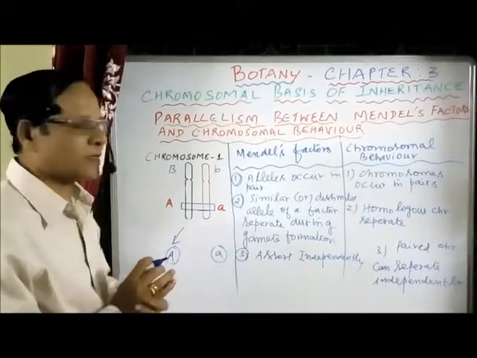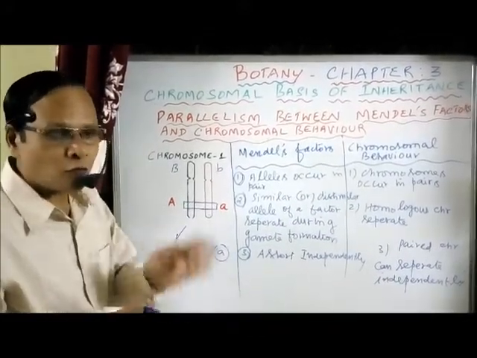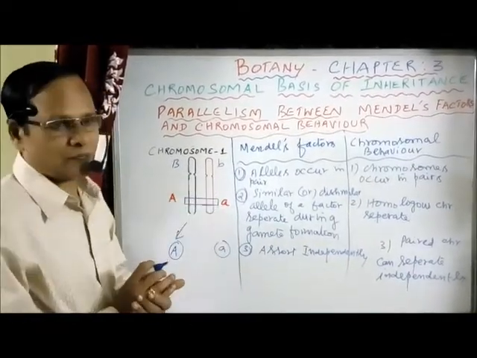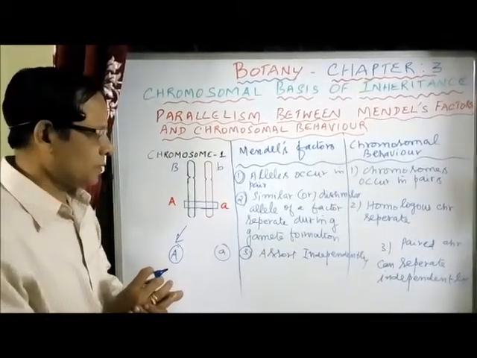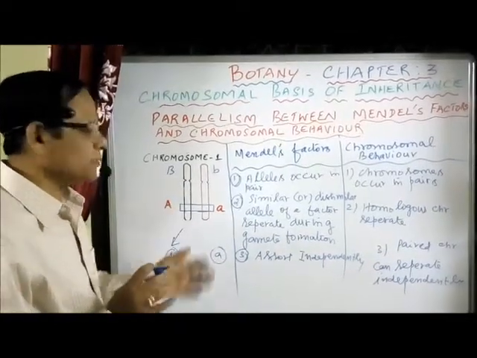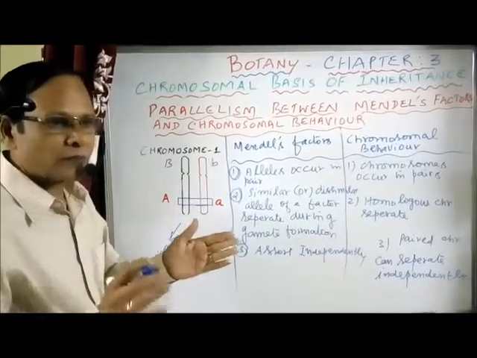So the Mendelian factors are sorted out independently. That's why we have received 4 different types of gametes in the dihybrid cross. This is because of independent assortment as per the Mendelian principle. But mainly it is because of crossing over, we'll see later. So according to the Mendelian principles, the factors are sorted out independently.